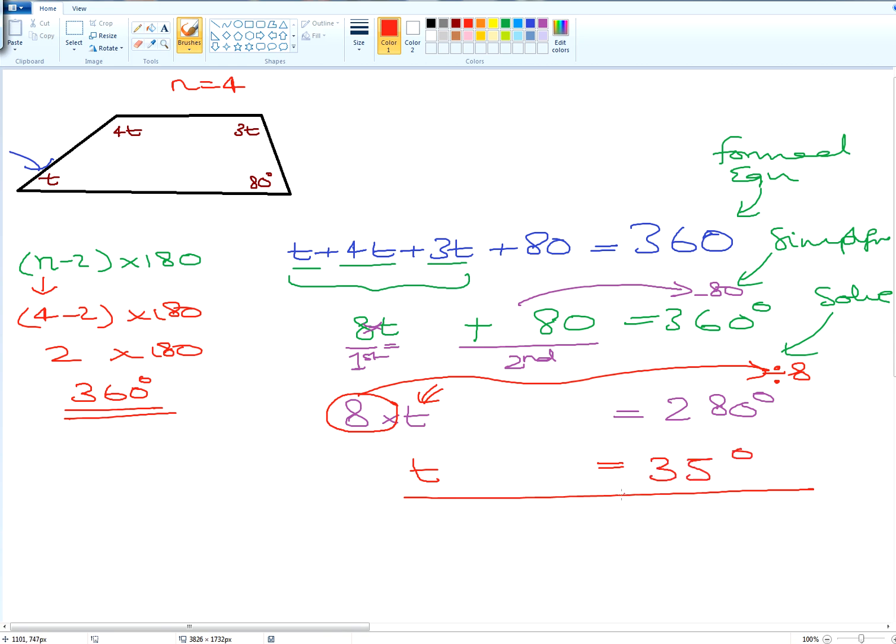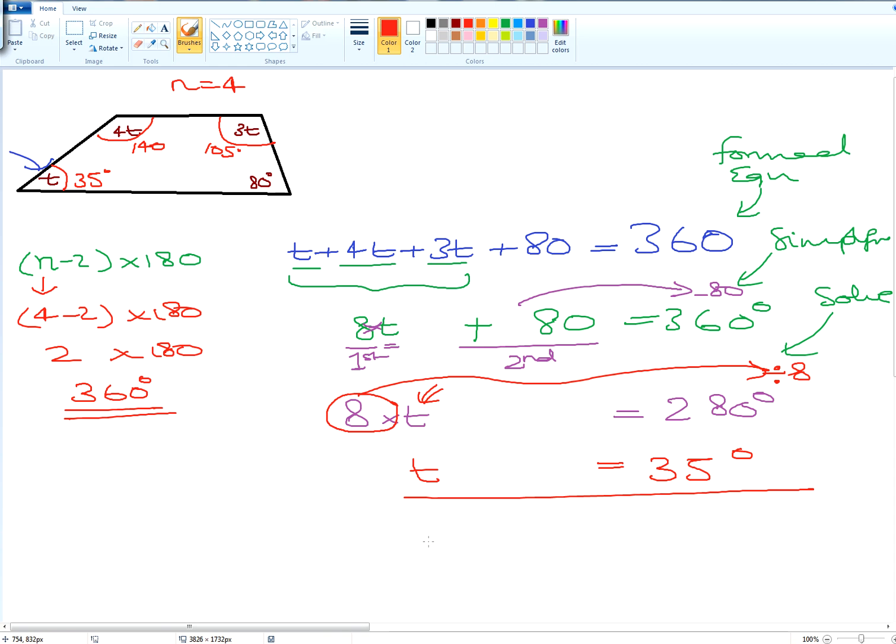35 degrees. Now that you know T is 35, you can go back and fill in all the missing angles. This T is equal to 35. This one is 3 lots of T, so that's 35 times by 3, which is 105. And this one is going to be 4 lots of T, 4 times 35, so 140. Now, can somebody check your mark for me, please? Add them all up, make sure they add up to 360.